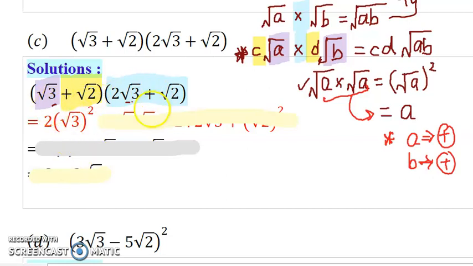Then square root of 3 multiplies square root of 2. When the yellow part multiplies with the one in blue, square root of 2 multiplies square root of 3.